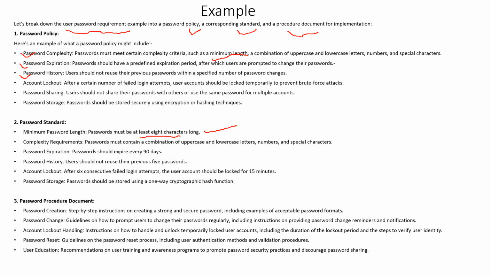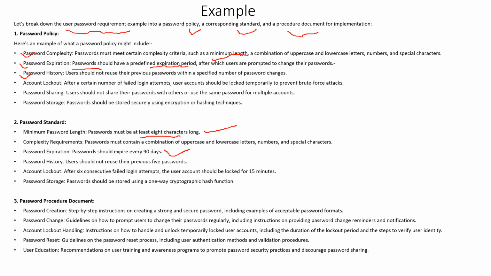Similarly, for password expiration and password history, the password policy here is just giving general statements. It is just stating that a password should have a predefined expiration period, but it is not telling you what this expiration period should be. The password standards document is telling you what the expiration period should be. It says that passwords should expire every 90 days.